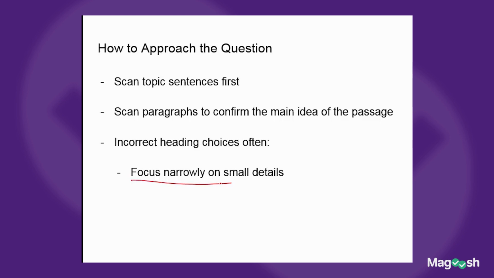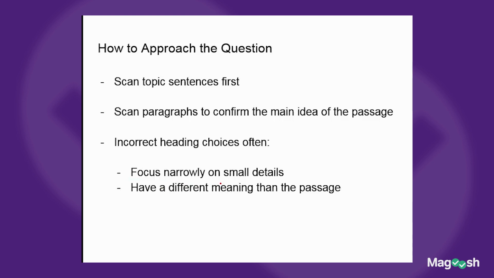And that's tricky because many times the information in the heading can be found in the paragraph or in the essay somewhere. It's just not a main idea. And that's really tough. You have to be able to decide, is this a main idea or is this just a small detail? Small details will not be correct as answer choices.